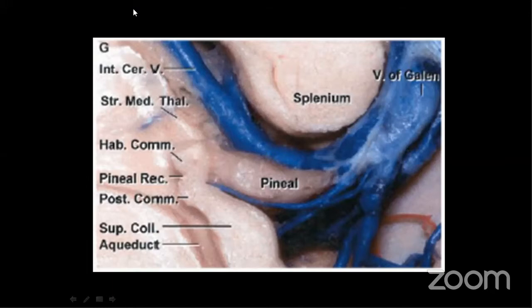Yes, Rajesh. Anatomy related question, sir. I just want to know the differences between what velum interpositum means, and what is it different from tela choroidea and stria medullaris thalami, sir?